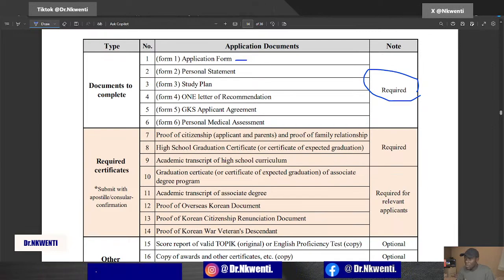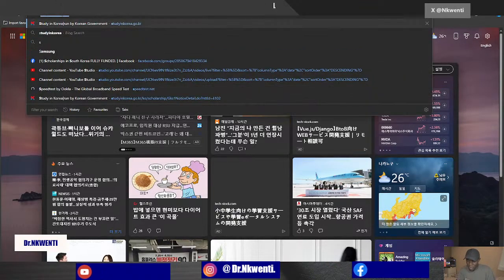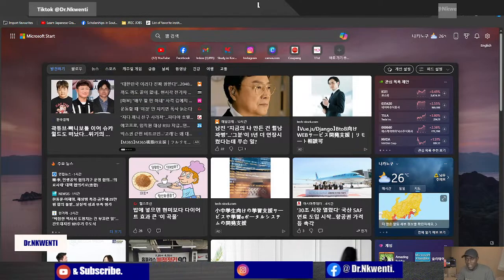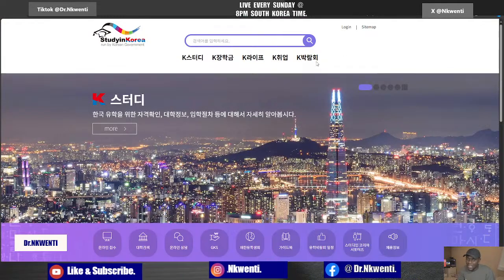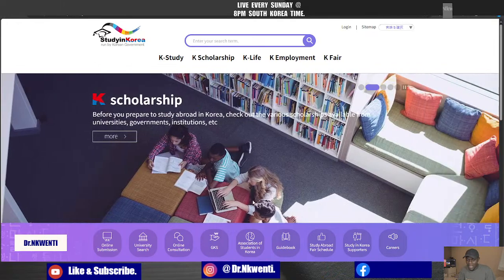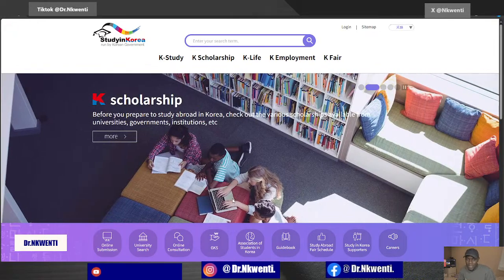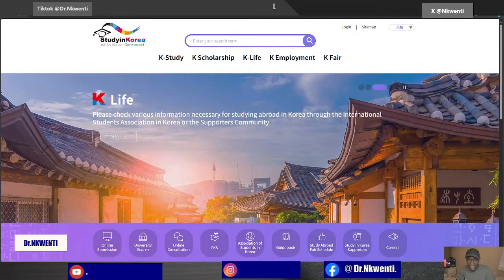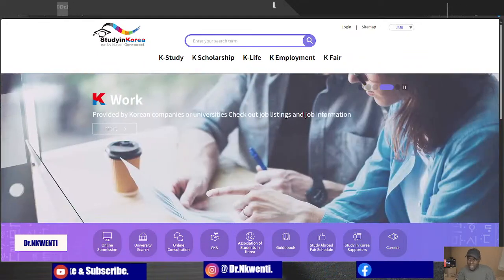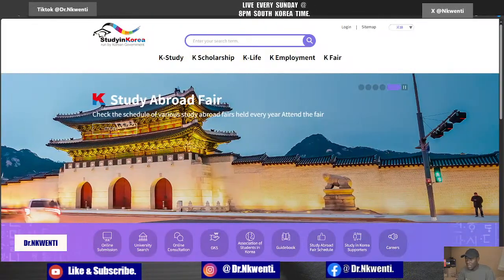Let me show you how to go about getting these documents, because I still keep getting a lot of messages from people asking, where are the documents? How do I go about getting these documents? You have to go to the website called Study in Korea. This is a website that is run by the South Korean government.